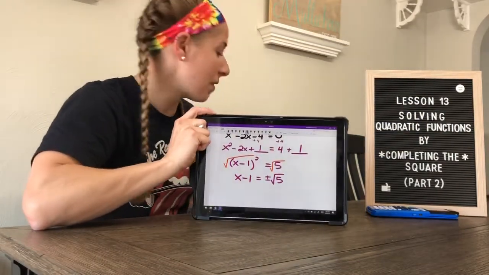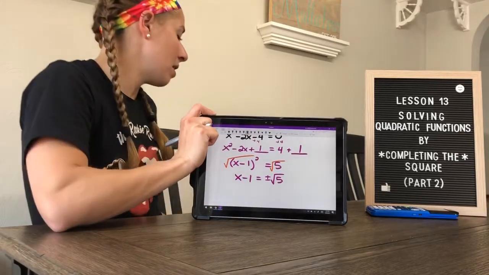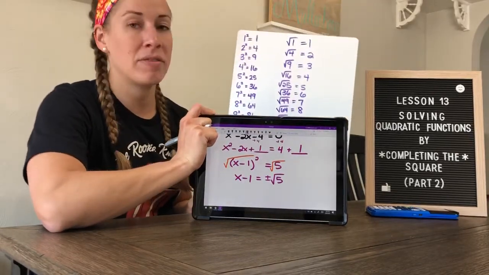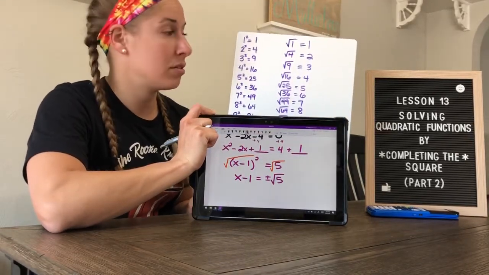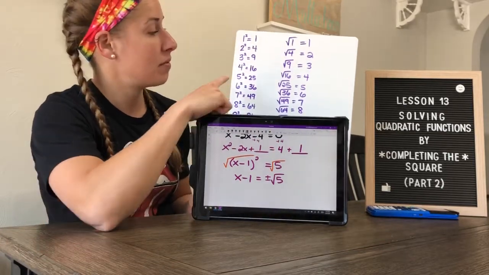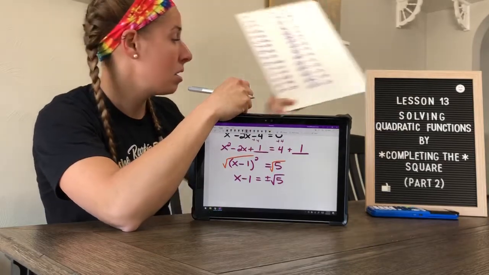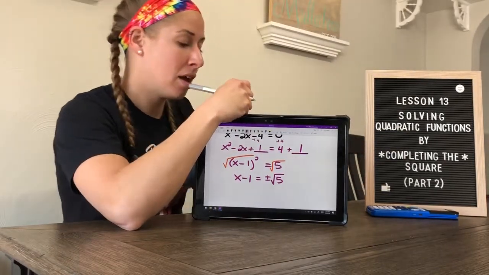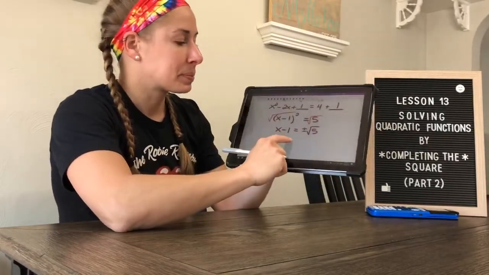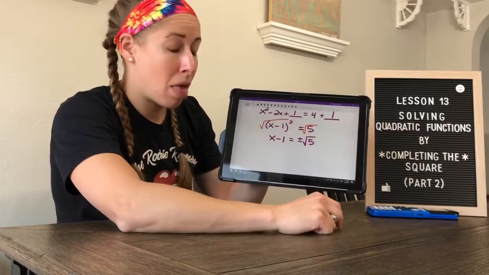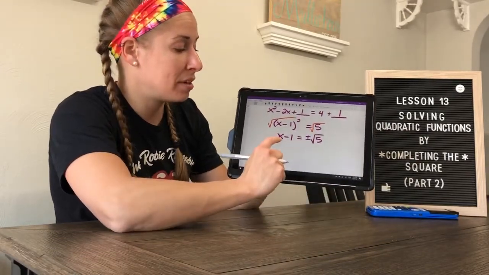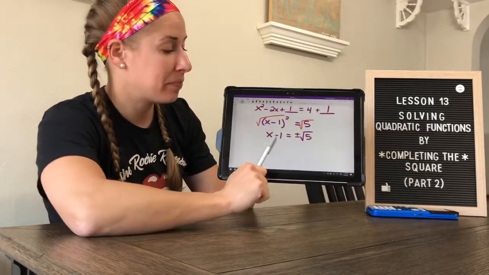The square root of 5, does that have a perfect square factor that we can divide out to simplify? Can we divide any of those out of 5 other than 1? No. So that is already simplified. And so that radical part is done, and now all we need to do is get x by itself by doing the opposite.